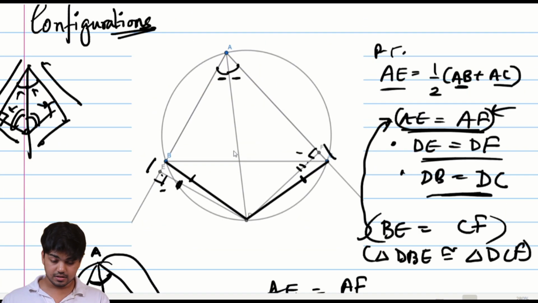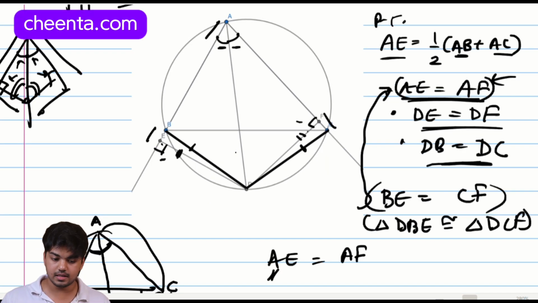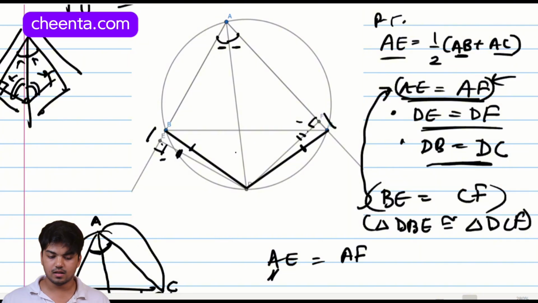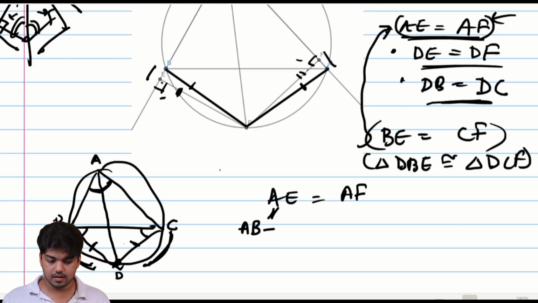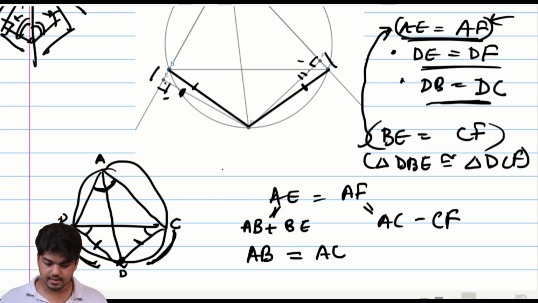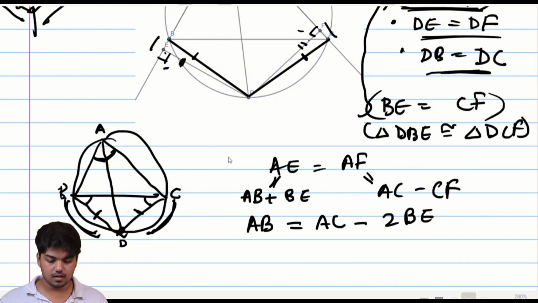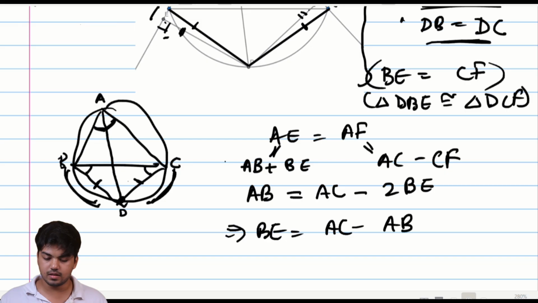AE is what? In the configuration that I've drawn, so this is where the whole thing with configurations comes in, AE is equal to AB plus BE, right? Since E is outside the segment. Whereas AF is equal to AC minus CF, since F is inside the segment. AB plus BE is equal to AC minus CF. But since BE is equal to CF, I get AB is equal to AC minus, let's say, 2BE. Right? In other words, BE is equal to (AC minus AB) by 2.